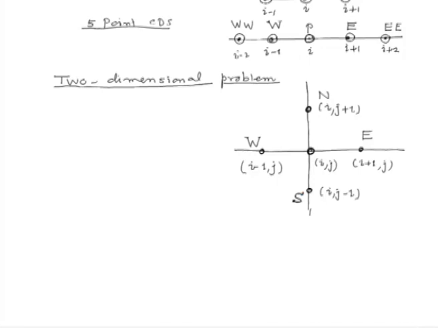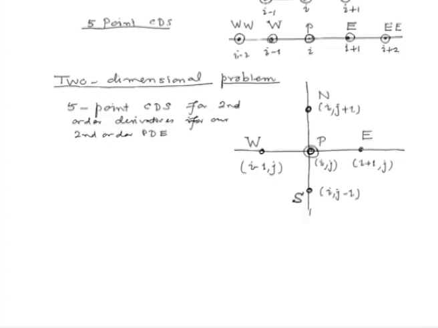So if you have a 5-point stencil for second order derivatives, for our second order PDE, our stencil will consist of these points P, E, W, N, and S.